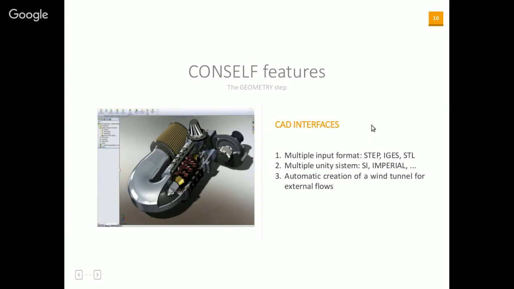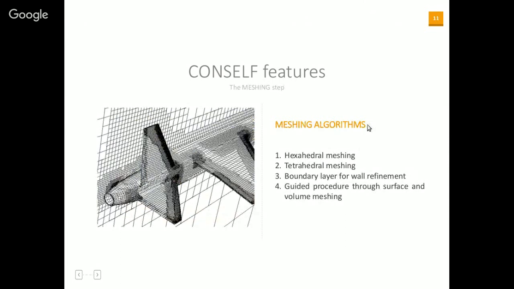About the grid, we can provide you two different meshing algorithms, hexahedral and tetrahedral. In addition, we also provide a boundary layer for wall refinement and a guided procedure, since we divide the meshing into different steps: the first one is the surface meshing and then a straightforward volume meshing.